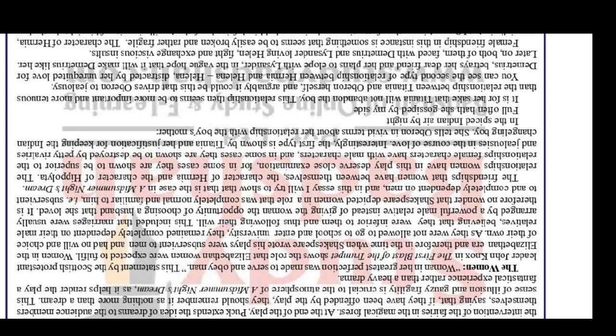He seeks to recreate this environment in the play, through the intervention of the fairies in the magical forest. At the end of the play, Puck extends the idea of dream to the audience members themselves, saying that if they have been offended by the play, they should remember it as nothing more than a dream. This sense of illusion and gauzy fragility is crucial to the atmosphere of A Midsummer Night's Dream, as it helps render the play a fantastical experience rather than a heavy drama.